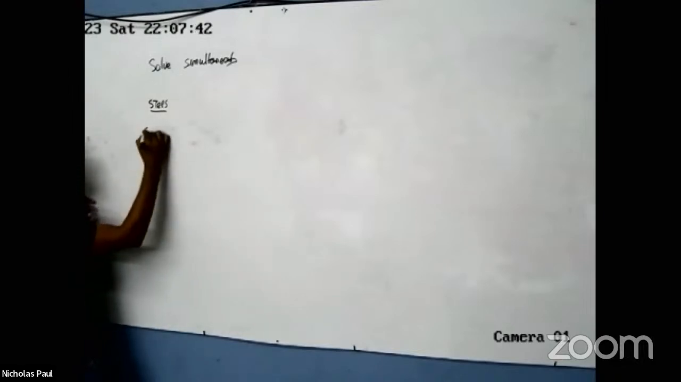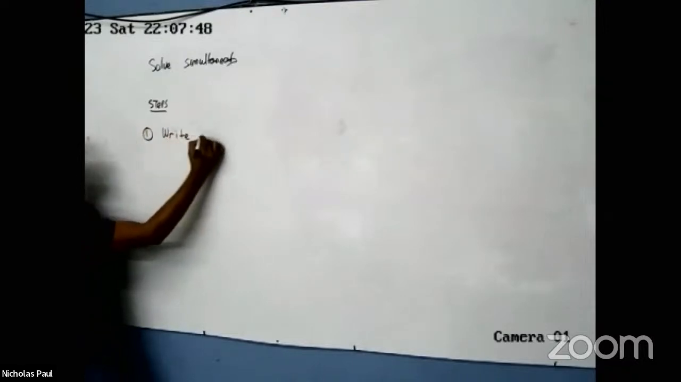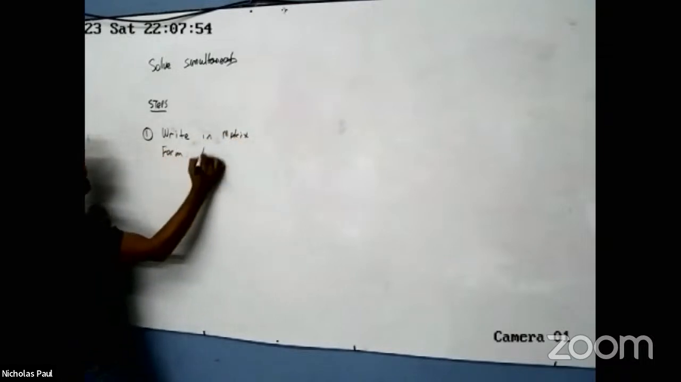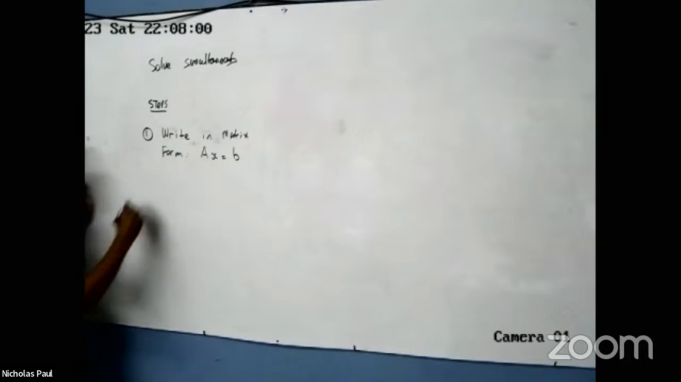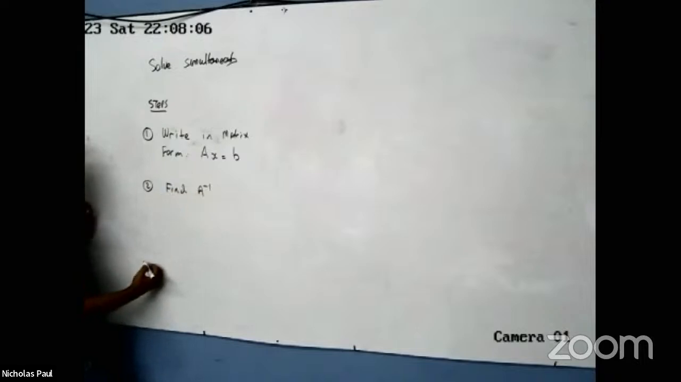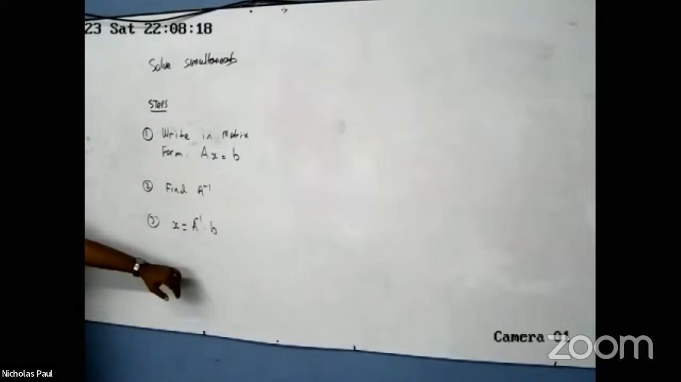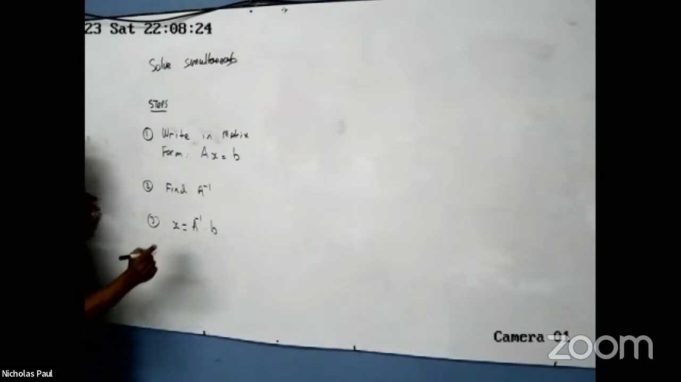So the steps in solving simultaneously: one, you want to write in matrix form. So it will look like this: Ax is equal to b. Right? Second thing you want to do is find A inverse. Okay? And then step 3, the answer, which is x, is equal to A inverse multiplied by b. I'll ask you later on why it can't be b by A inverse, right? Once you multiply A inverse by b, you're good to go.